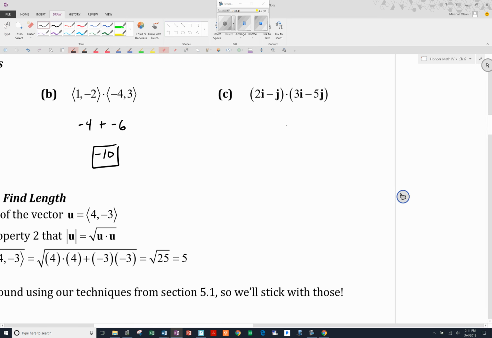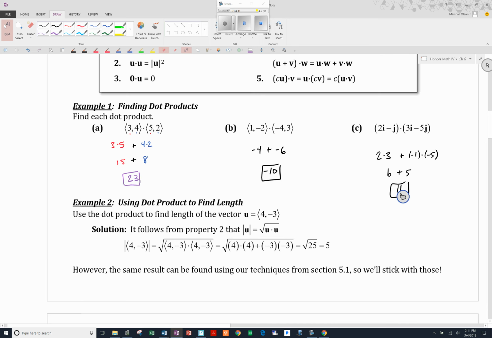Now we have the component form. We're going to be finding linear combination form. We'll be finding a dot product the same way. Multiply your horizontal components. Our vertical component in that first vector is -1. Vertical component in the second vector is -5. So we have 6 plus 5, which is 11. So there's 3 examples of finding the dot product between two vectors.